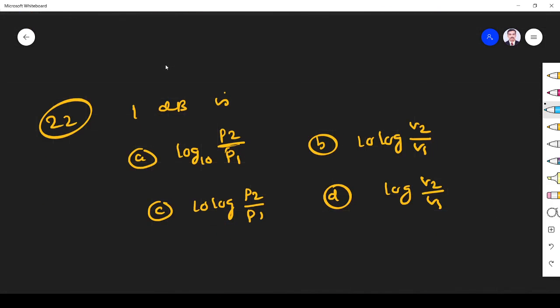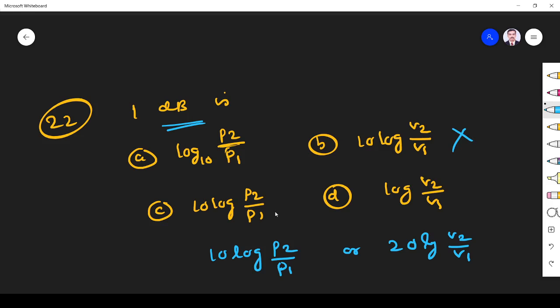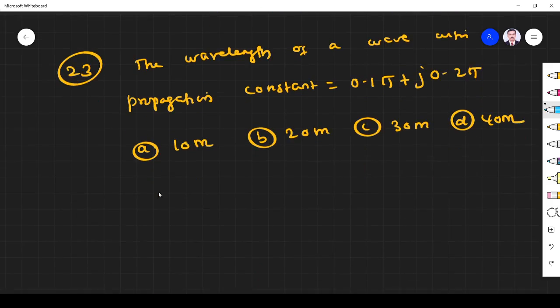Okay, 1 dB is decibel. In dB, in terms of power, it is 10 log P2 by P1, or 20 log V2 by V1. So here we have 10 log V2 by V1. This is wrong. This is wrong. This is wrong. This is right. Okay, so 10 log P2 by P1 is right.